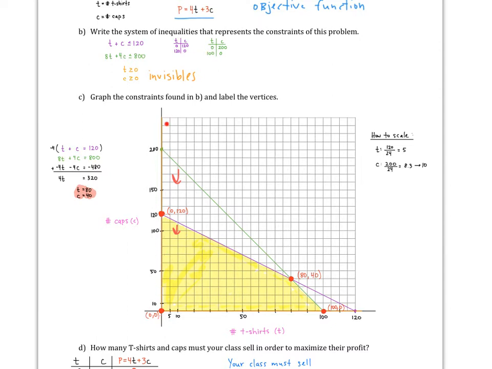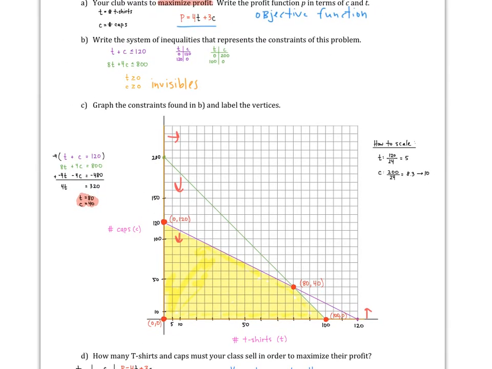All right. When t is greater than or equal to 0, we're going to be shading to the right. And when c is greater than or equal to 0, that horizontal line, we're going to be shading above. Okay, so now we have where our shading is. We can go ahead and shade our region in here, this yellow, and this is called our feasible region.